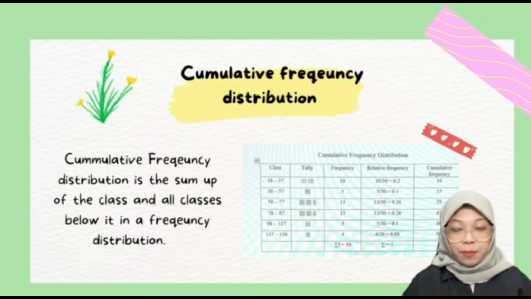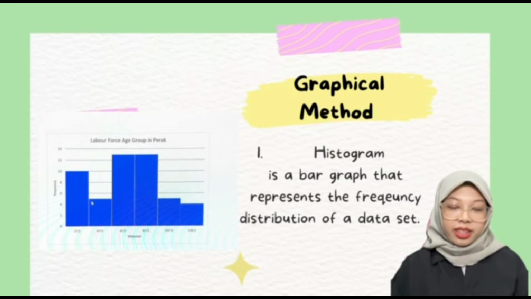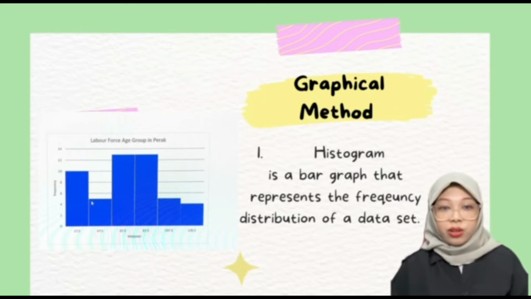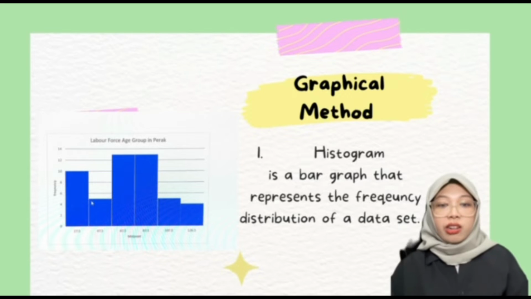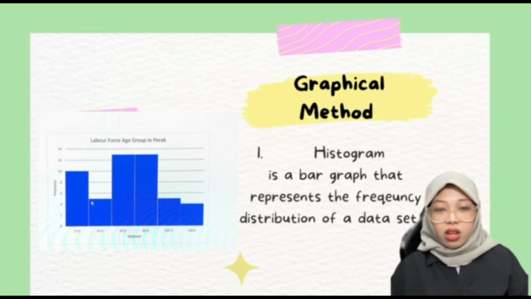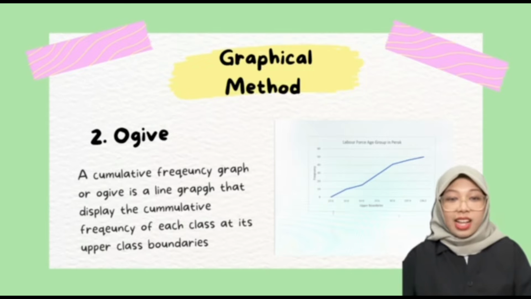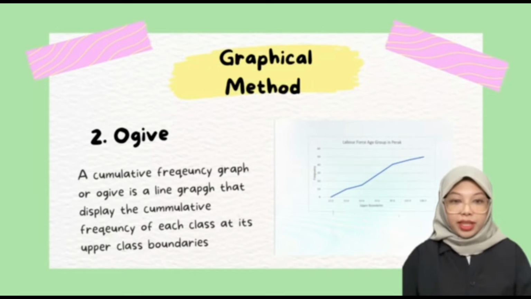in a frequency distribution. Then I go to the graphical method, where I make a histogram to describe the data. A histogram is a bar graph that represents the frequency distribution of a data set. To make a histogram, you must find the lower and upper boundaries, then divide to find the midpoint. I also make an ogive to describe the data in the graphical method.